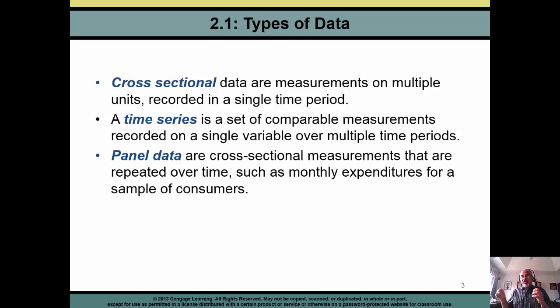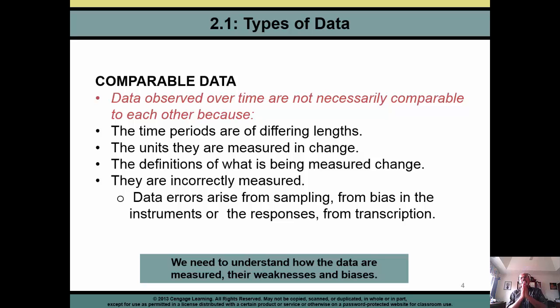Now, time series data, on the other hand, is data measured over a period of time at regular intervals of time. So weekly sales, for example, or daily sales, or monthly sales. And those are examples of time series data. Now, panel data are cross-sectional measurements that are repeated over time, such as monthly expenditures for a sample of customers. So in the time series you're gathering cross-sectional data, so that will be panel data.